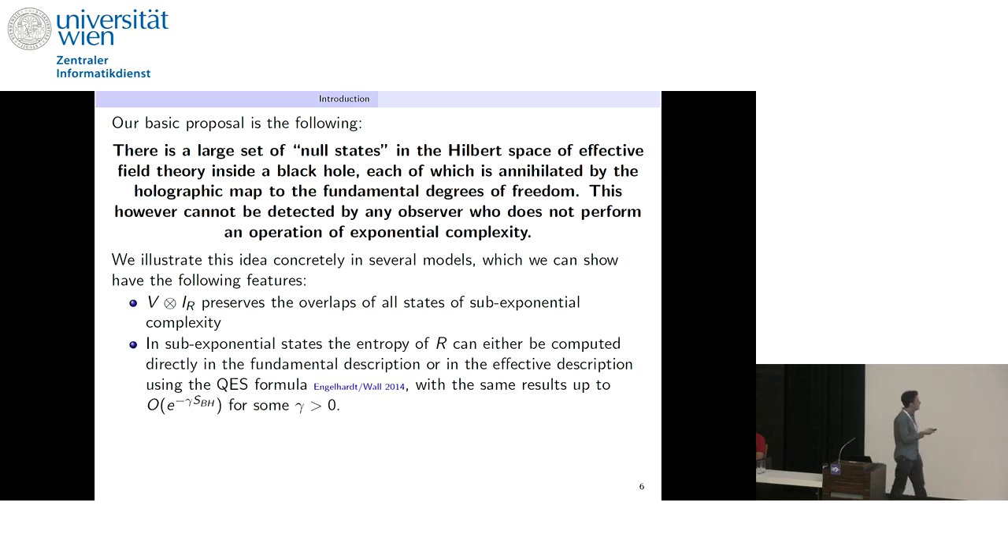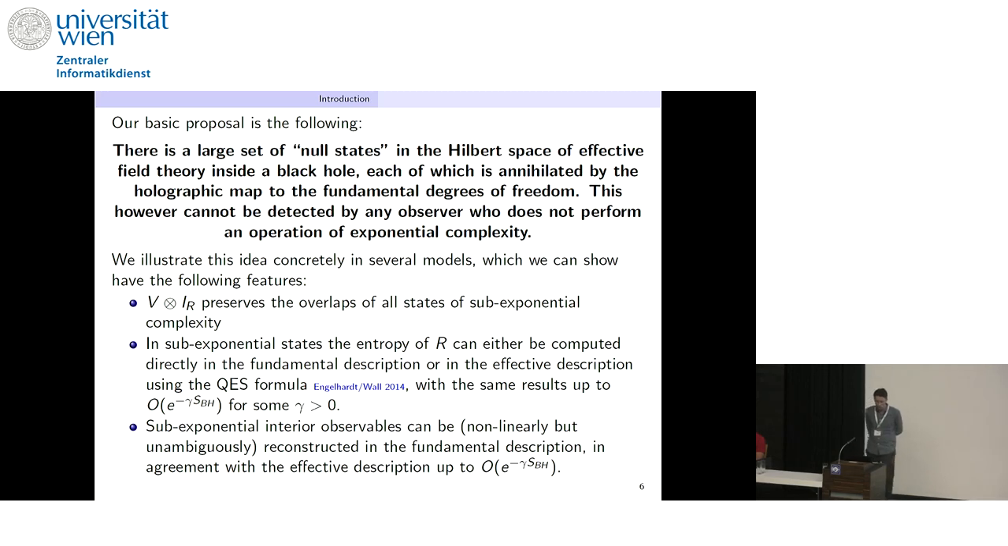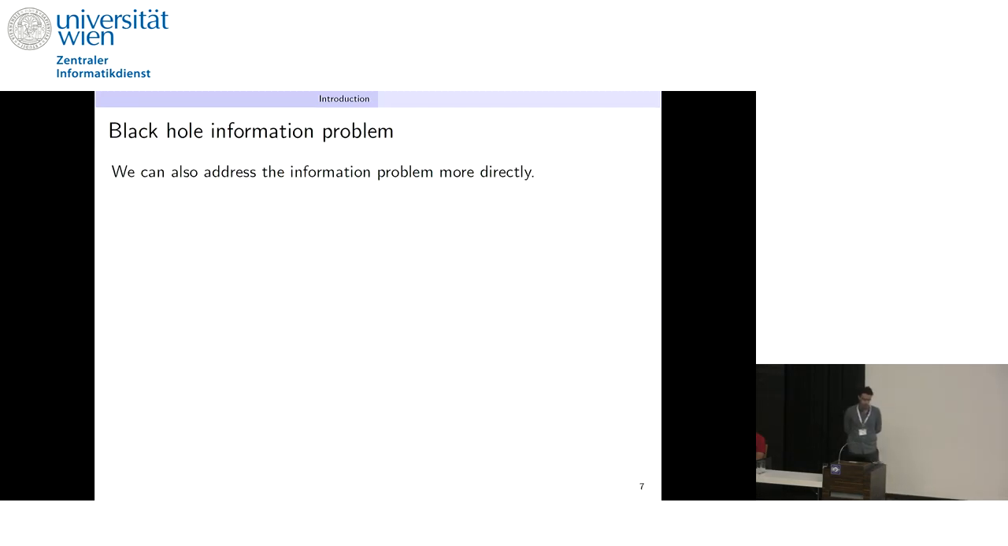We'll show that in states of sub-exponential complexity, the entropy of the radiation can either be computed directly in the fundamental description from the definition of the entropy, or in the effective description using the quantum extremal surface formula, with the same results up to corrections that are exponentially small in the entropy of the black hole. We'll also see that sub-exponential interior observables can be non-linearly but unambiguously reconstructed in the fundamental description in a way that agrees with the effective description, again, up to exponentially small corrections.